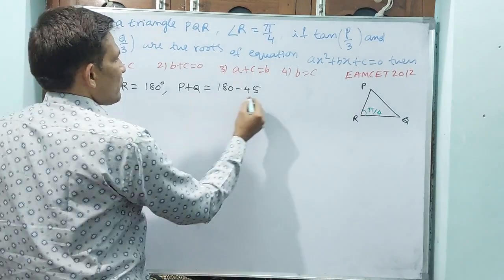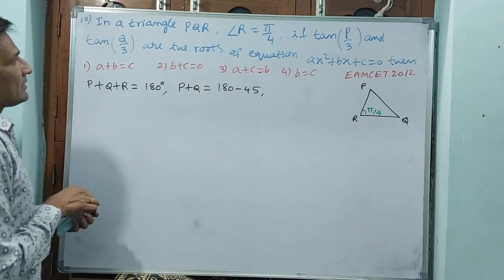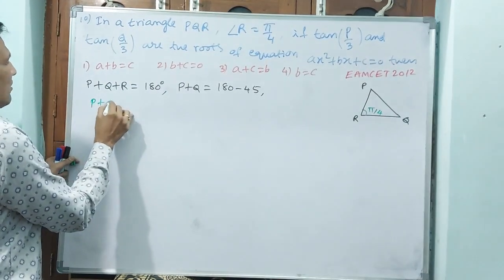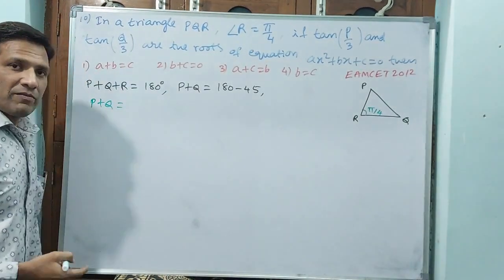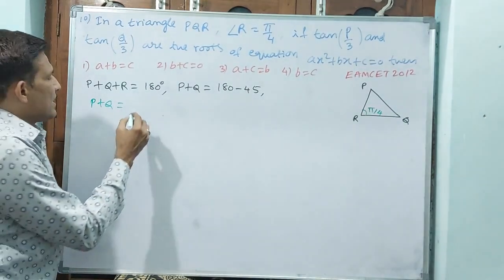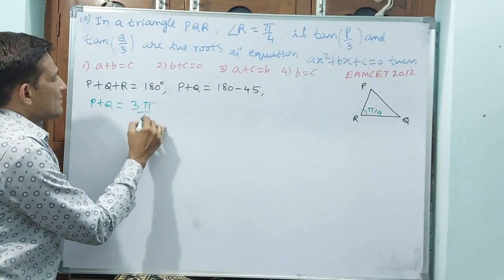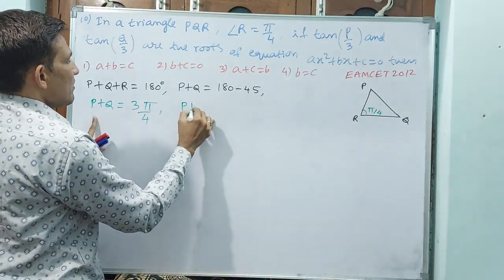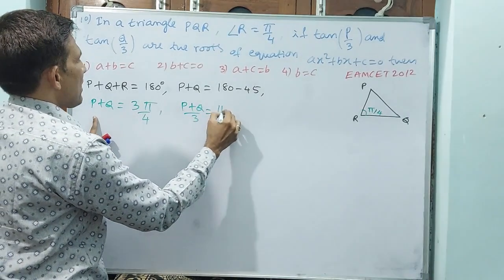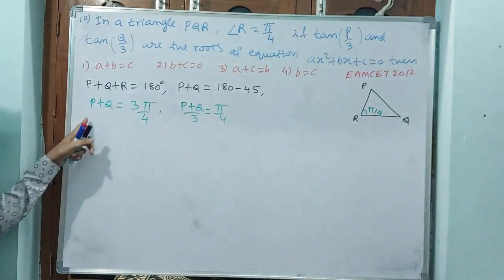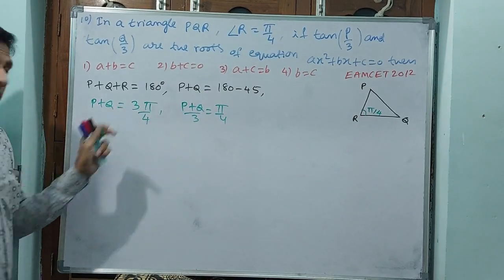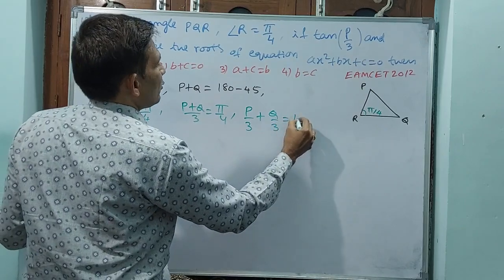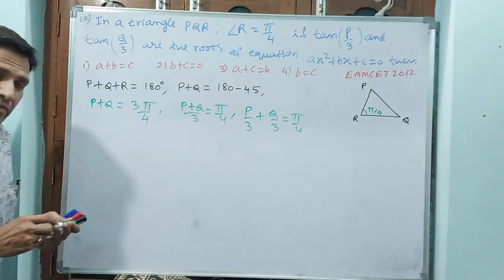How can you write this? P plus Q is equal to 180 minus 45, that is 135, and 135 means 3 pi by 4. See, this 3 I am sending to this side. P plus Q by 3 is equal to pi by 4. Is it okay? Also I can write like this: P by 3 plus Q by 3 is equal to pi by 4. Definitely I can write.